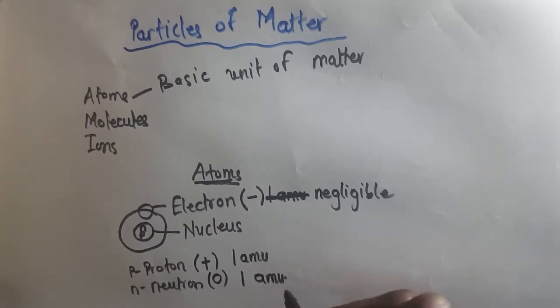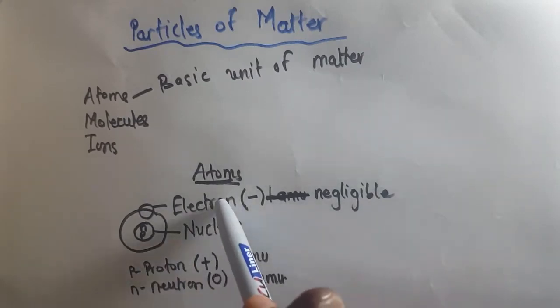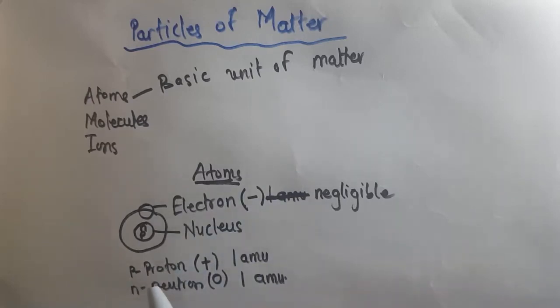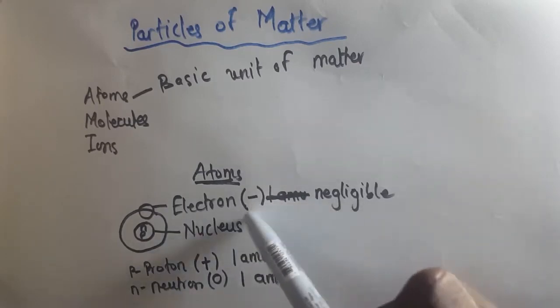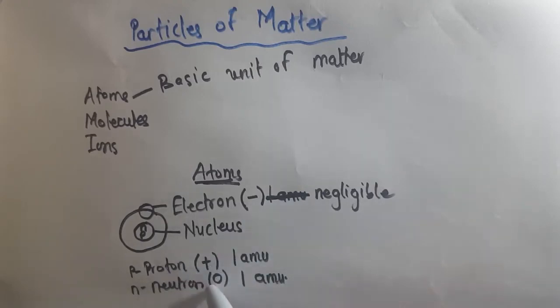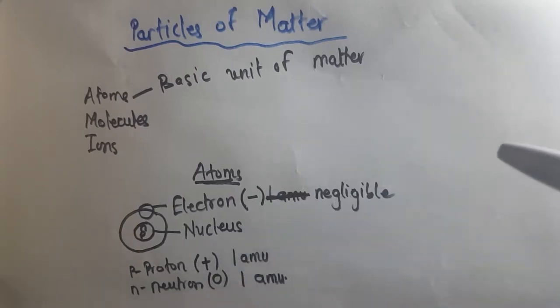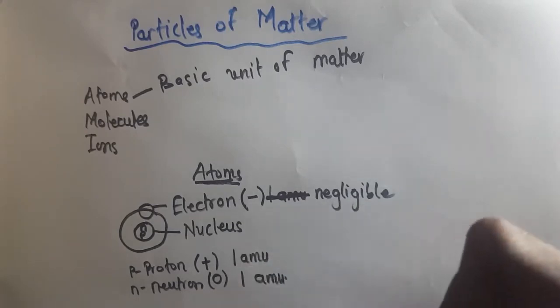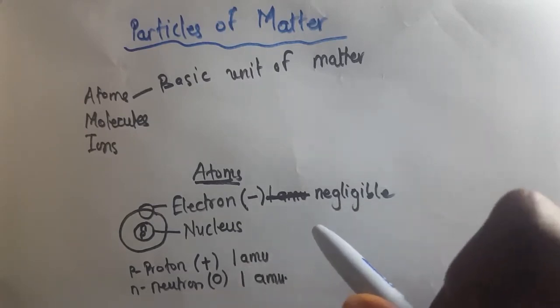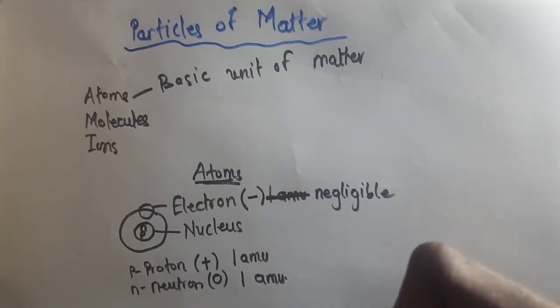So going over again, this is the structure of an atom, and the subatomic particles are the electron, the neutron, and the proton. The nucleus houses the neutron and the proton. We spoke about the charges: electron is negatively charged, proton is positively charged, neutron is neutral, 0 charge. And then the masses: electron has a mass which is negligible, proton has 1 atomic mass unit, neutron 1 atomic mass unit.